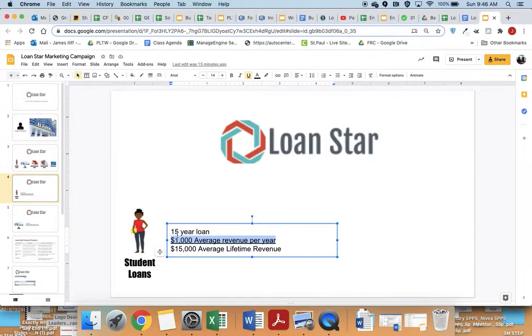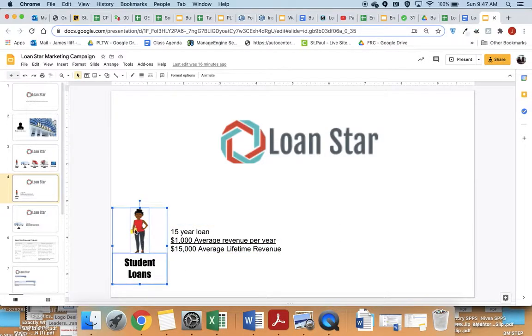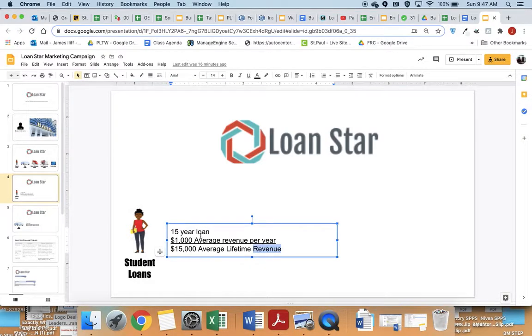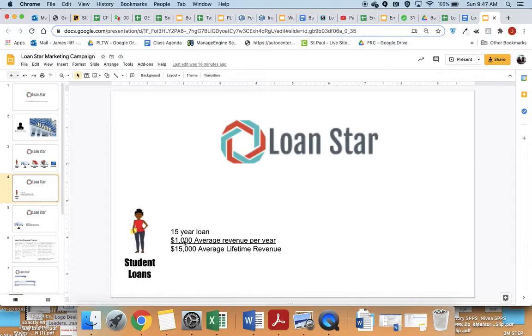Okay. Well, if that loan has a life of 15 years and each year we're making $1,000, well, the average lifetime revenue of a student loan for Lone Star is $15,000. So when this person takes out a student loan, we can estimate that Lone Star is going to earn a revenue over the lifetime of that loan of $15,000. So that's how we calculate it.